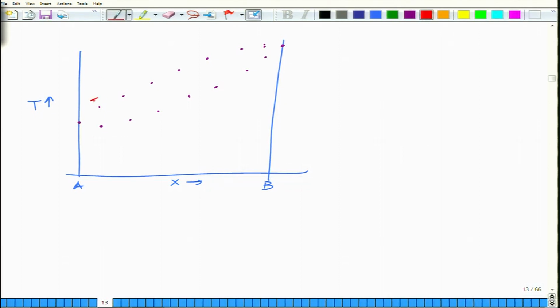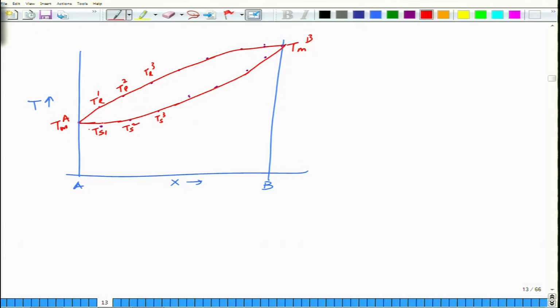So you can say T liquidus, T solidus, T liquidus, T solidus. So this is TS1, TL1, this is TS2, TL2, this is TS3, TL3 and so on and so forth, and this is TMA, this is TMB. If you stitch them together, you can construct a liquidus and solidus. It has not gone very nicely, but something like that. So this point may be here. So this is basically the liquidus and this is the solidus.